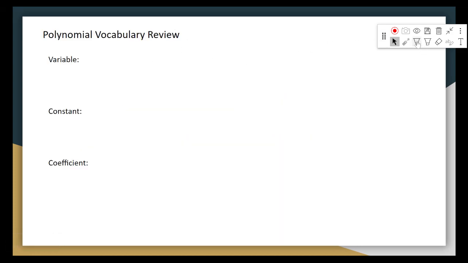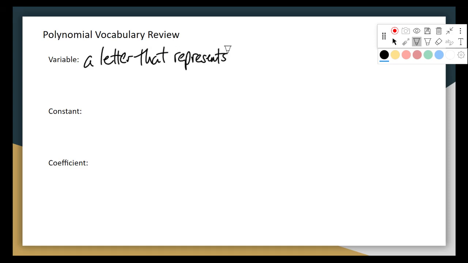Okay, so let's review some vocabulary first. We have a variable. A variable is just a letter that represents a number. Now, in polynomial land, there's a lot of different ways to write a variable. Here are some examples of variables. We have x is a variable, right? y could be a variable. But there's also other variables.